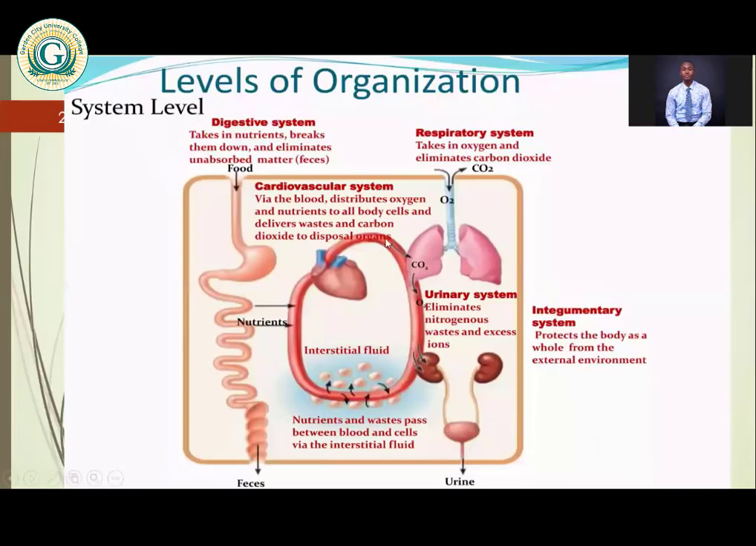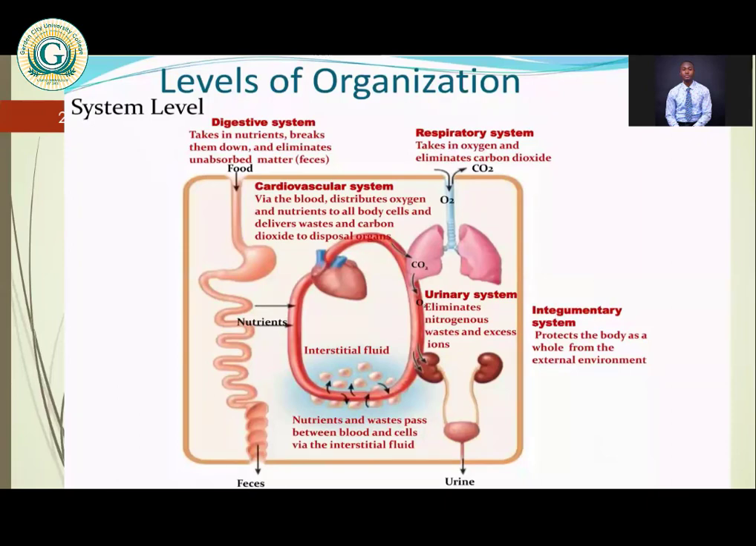So we are saying that these organs come together to perform a similar function. For example, when you take the digestive system, you can have the stomach, the liver, the gallbladder, the pancreas, the small intestine, the large intestine, the rectum. All these organs come together to form a system, and they are performing a particular similar function, that is digestion.